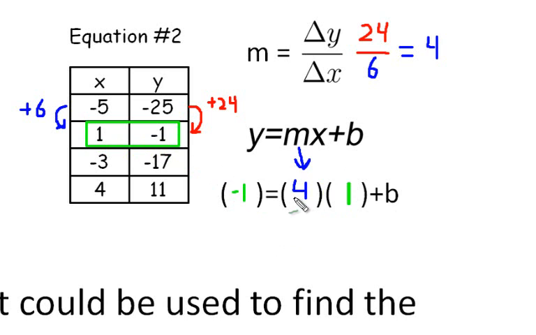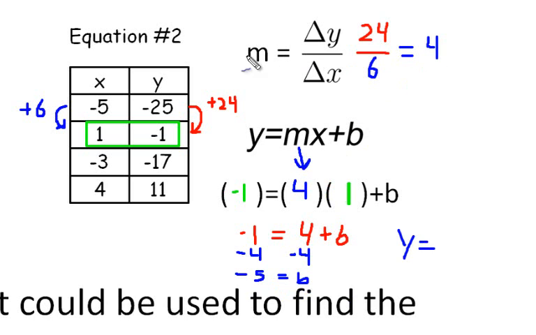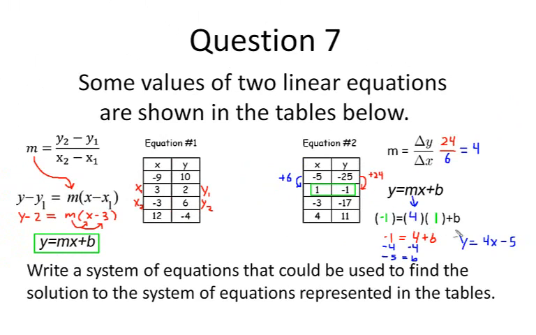Okay, so now solving this for b, I would have 4 times 1, which is 4, is equal to -1, and I still have this plus b. All I did here was multiply 4 times 1, which is 4. Now to solve for b, I need to subtract 4 from both sides. And I would get b is equal to -5. So now I can rewrite my equation. Y equals m, which I found was 4. My slope was 4. X. And then my b is -5, so I can say -5. So this would be the equation for this set of points right here. I want you to go back and find the equation for this set of points.